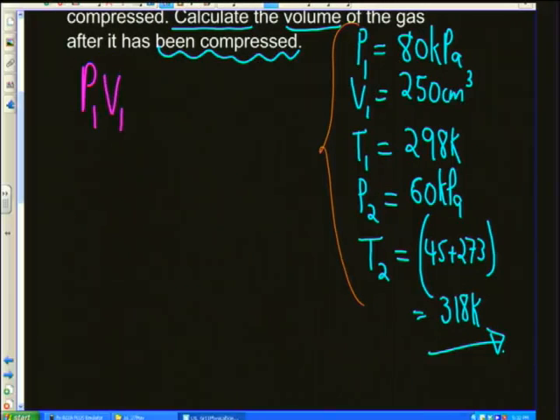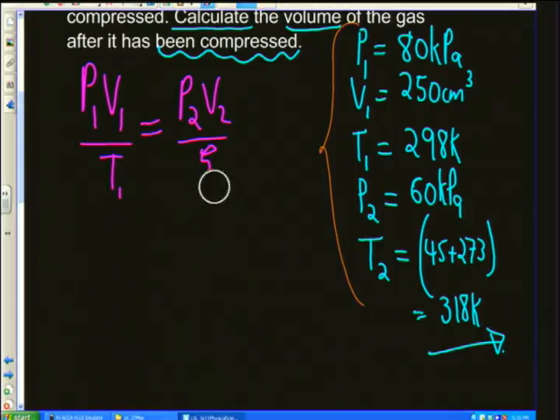P1 V1 over T1. This is the combined gas equation. It should be equal to P2 V2 over T2. All right, so I can begin to substitute here.